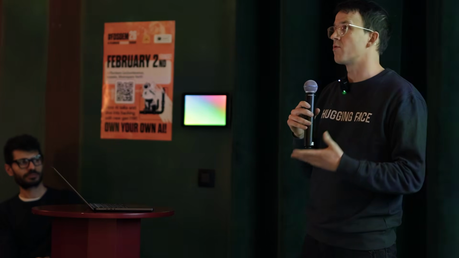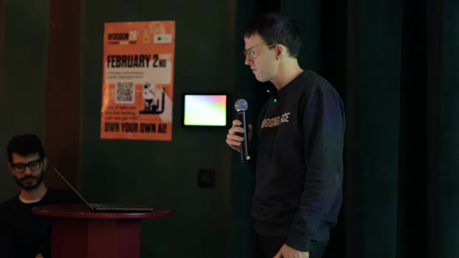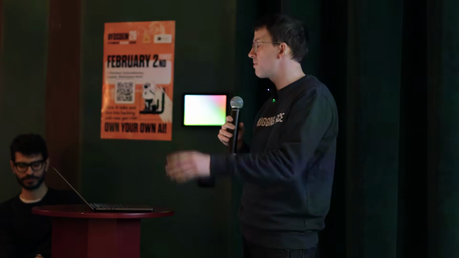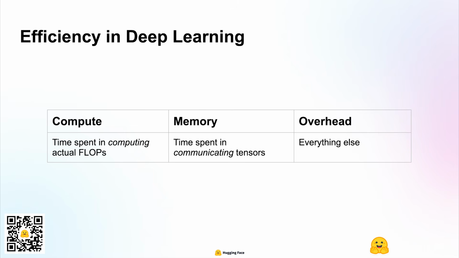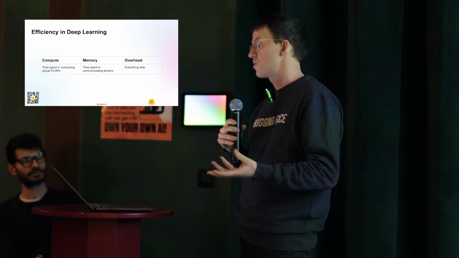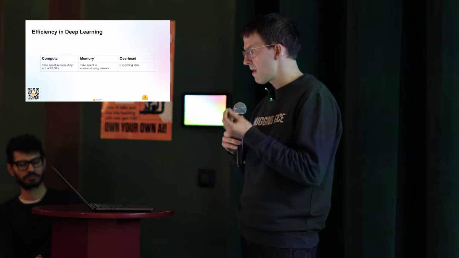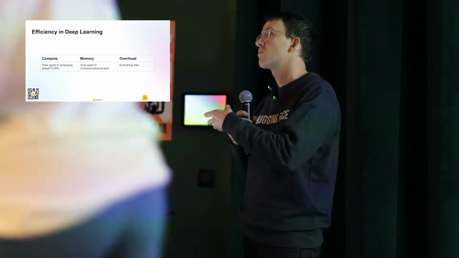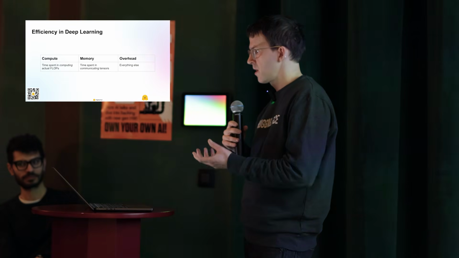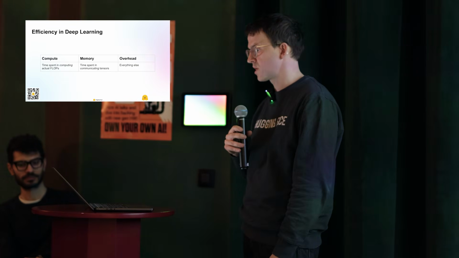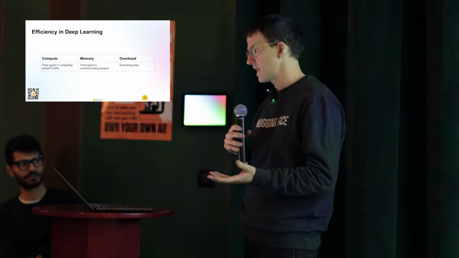I'm sure that many people in the room are familiar with this challenge, or I hope they are. When we think about deep learning efficiency, there are 3 components that we're working with: the compute, the memory, and then the overhead. Compute is the time spent that the GPU is doing math, basically, matrix multiplications, etc. Memory is the time spent that data is moved around in one way or another, shuffling tensors or any kind of operation. And overhead is basically everything else.